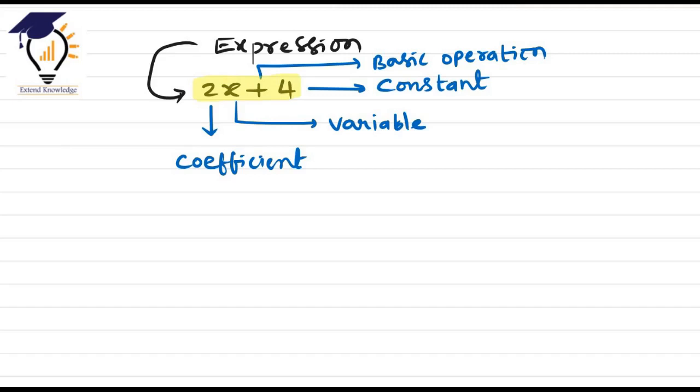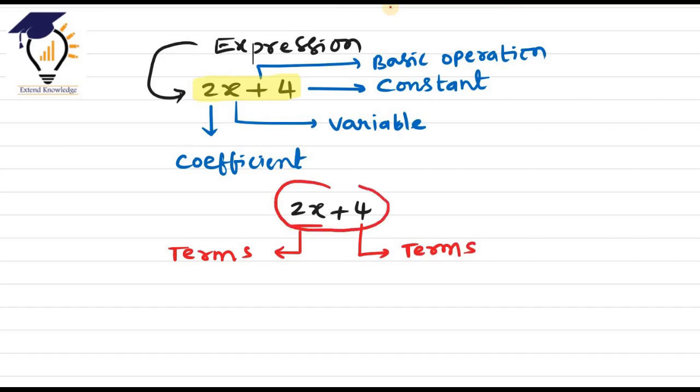One more thing we want to see is that expressions are again categorized. Take the same example and I'll show you how it is split into terms. An expression is a combination of terms. This is a term and this is individually called a term. So an expression is a combination of terms, which include variables, constants, etc. These are the combination of two terms.